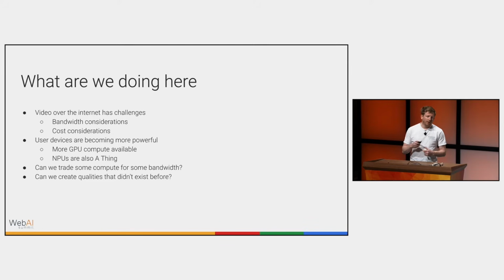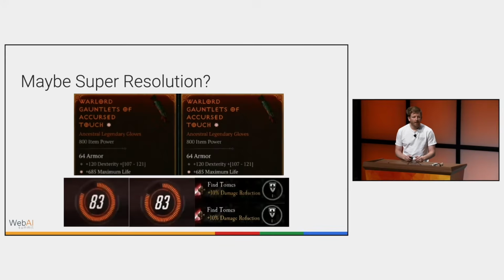And so there are some interesting developments in user devices over the past few years, mainly that GPUs have gotten a lot more powerful. Some devices are coming with NPUs, and this raises a couple of interesting questions for us. Can we trade compute for bandwidth? Can we generate a rendition that didn't exist before on the fly on the user's device? And so this is where super resolution comes in.